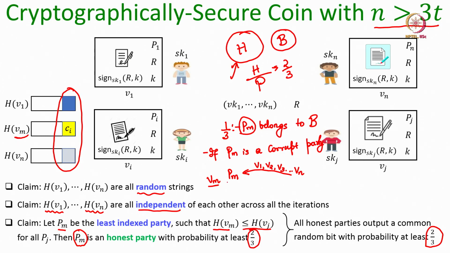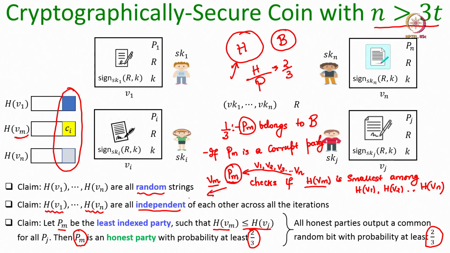Now, since it has all the n V tuples, what PM can do is check if H of VM is the smallest among H of V1, H of V2, up to H of Vn. It checks that, and if it finds that indeed H of VM is the smallest among all these hash values, then it can decide to do the following. It can send VM to one honest Pi, but it does not send the tuple VM to another honest party Pj.